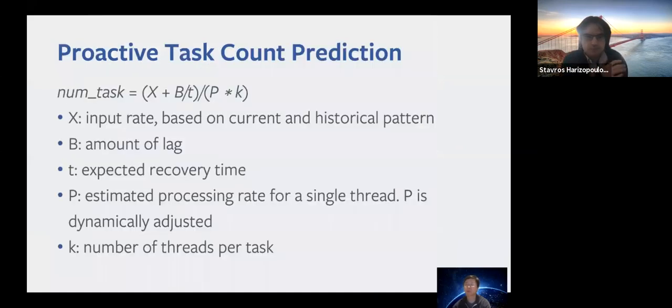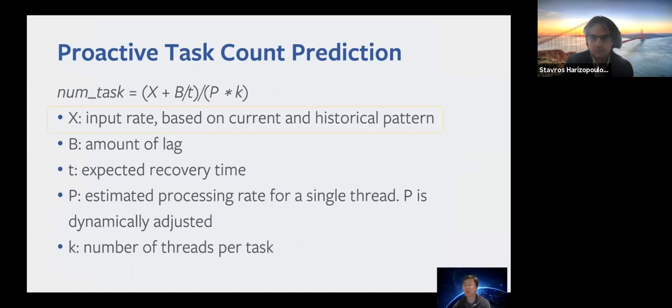Now let's take a detailed look at the estimation for the task count. Here is a basic formula on how we estimate the number of tasks we need. It's basically the amount of data we expect to consume divided by the processing rate of each task. If currently we have lags, lag recovery time will also be taken into account. The interesting parameters here are the input rate and the estimated processing rate.